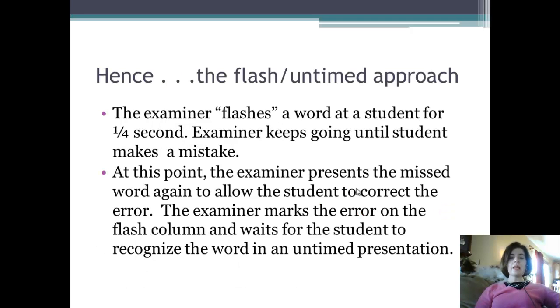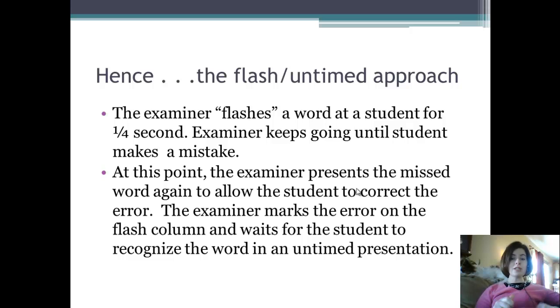So we've come up, or some other researchers have come up, with the flash untimed approach. In this approach, students are flashed words, but they're allowed to take extra time, as much time as they need, to figure out the words that they miss from the flash approach. Let me explain how it works. The examiner flashes a word at a student for 1/4 of a second. That's super short, but that's how fast we want them to be able to identify.